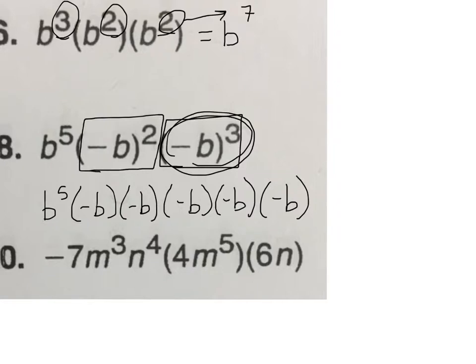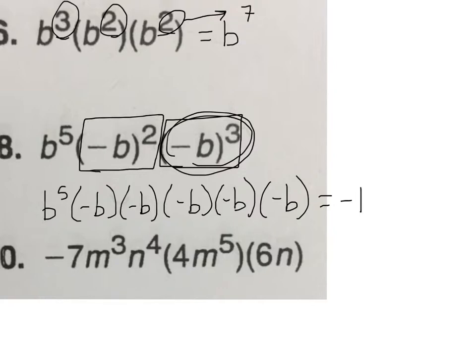Now, first let's multiply the coefficients. The coefficient of this one is 1, and then here is negative 1, negative 1, negative 1, negative 1, and negative 1, right? There's no number in front of each of those letters, but it's understood to be negative 1. So 1 times negative 1 times negative 1 times negative 1 times negative 1 times negative 1 is what? Negative 1. Negative 1, good.